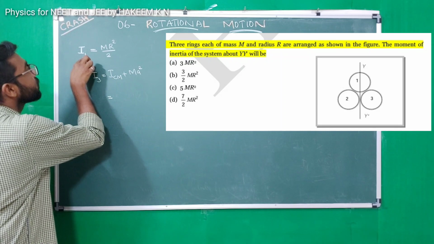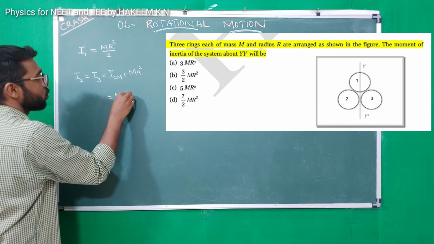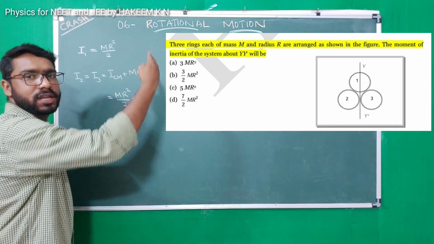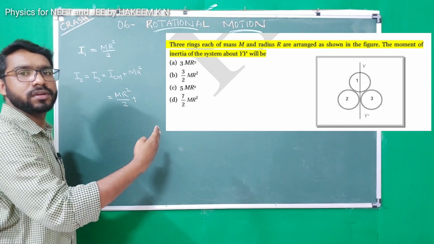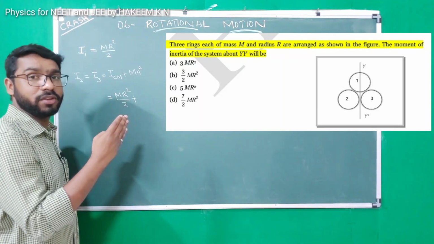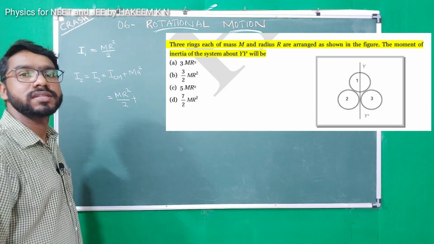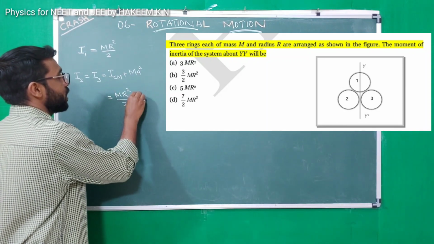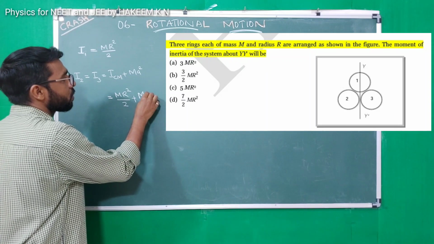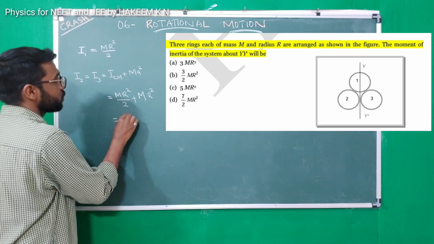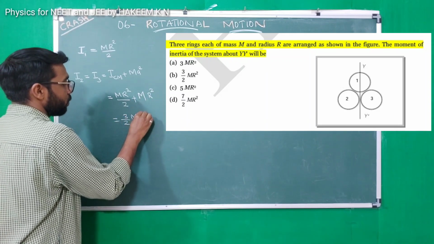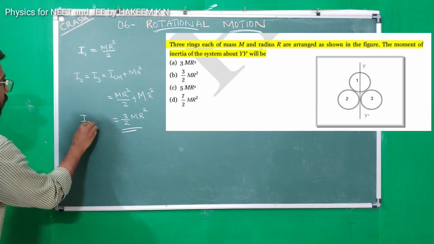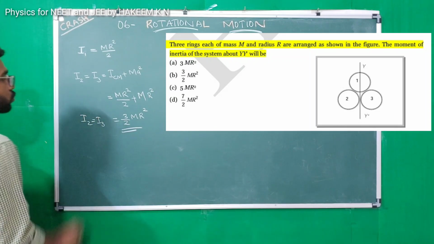What is I_CM? That is through the center of mass along the diameter. For a ring, the moment of inertia is mr square by 2, that we already discussed, plus M a square, where that distance is r, the radius. So we will get 3 by 2 mr square. So I2 and I3 both are 3 by 2 mr square.